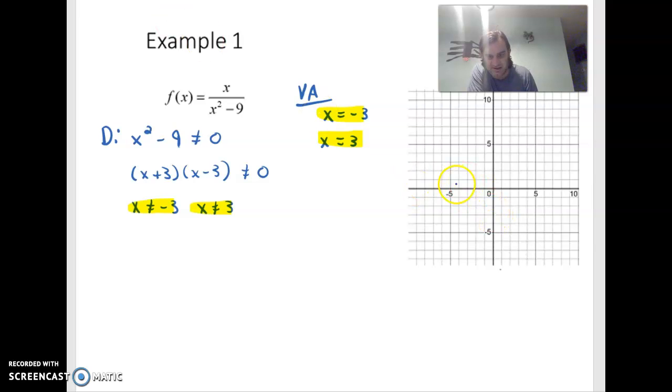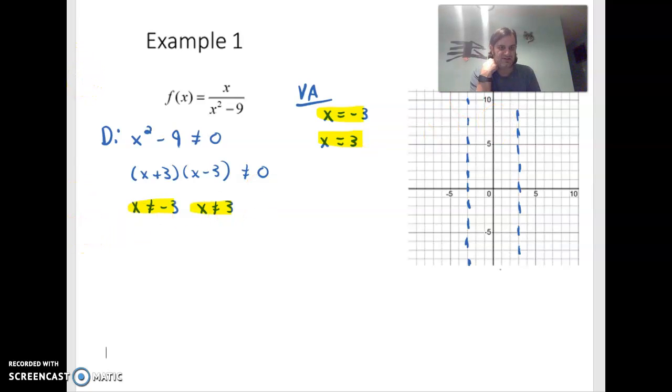So I'm going to come over to my graph and I'm going to throw in the negative 3 for x, something our graph will get close to. And I will throw in the 3 as well. So we know we don't have values at negative 3 and 3, and we can't cross over there.